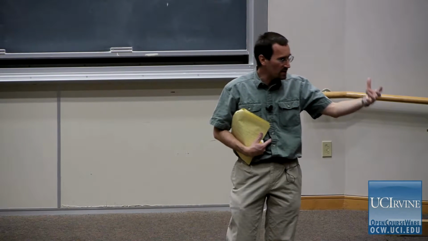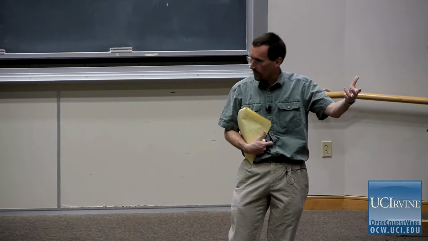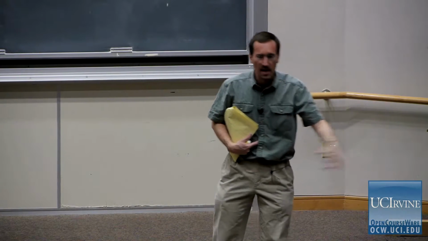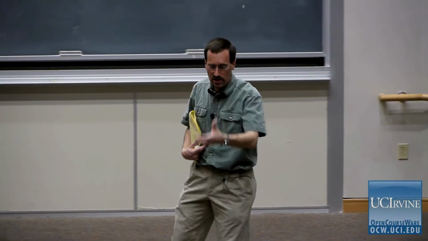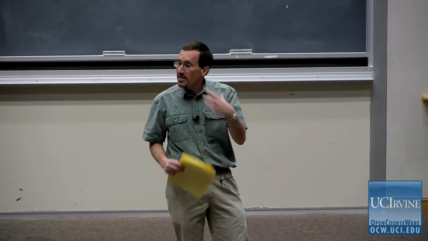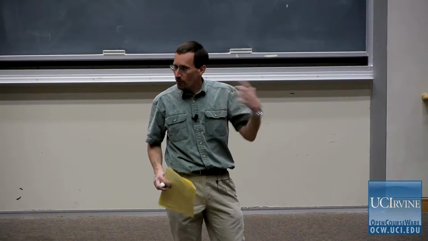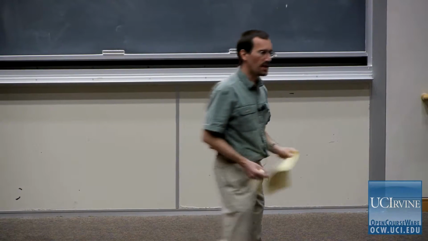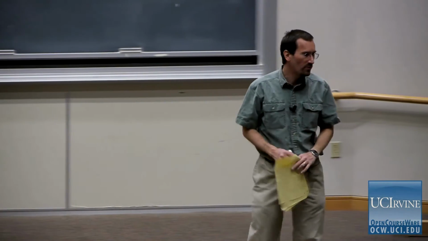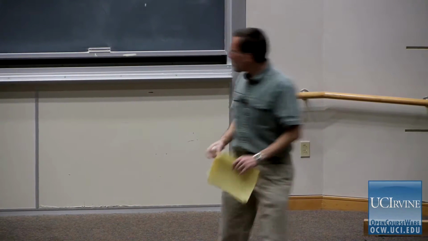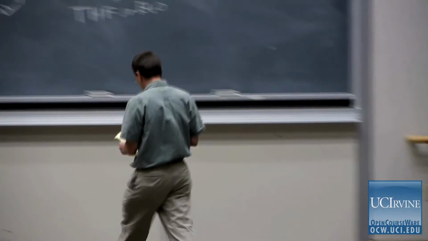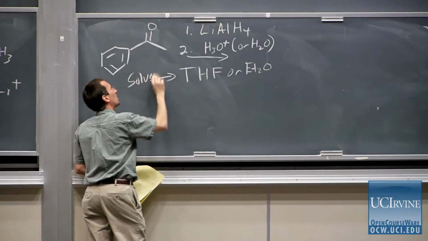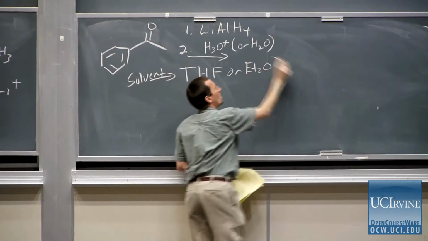We have aqueous sulfuric or concentrated sulfuric acid, which you can add to water to make H3O plus and bisulfate anion, HSO4 minus. So that's a little bit of a shorthand for adding an acid, where you would get a strong mineral acid like HCl or H2SO4. Now, we call this step here the workup. So I'll just write solvent, and I'll just write workup here.